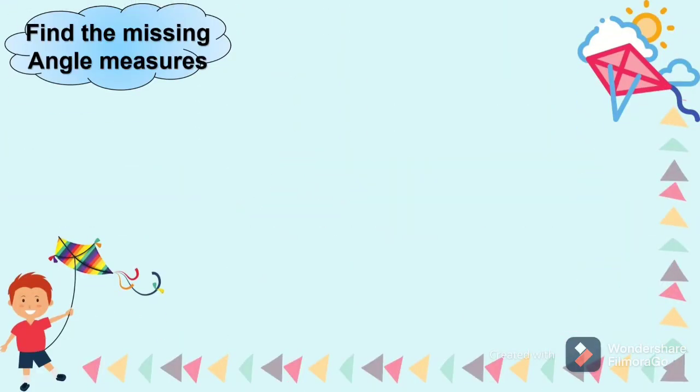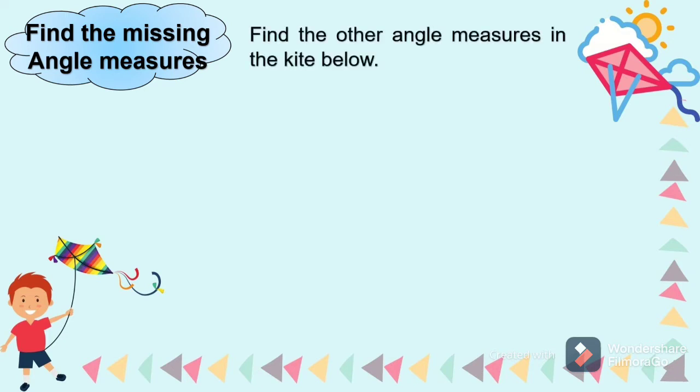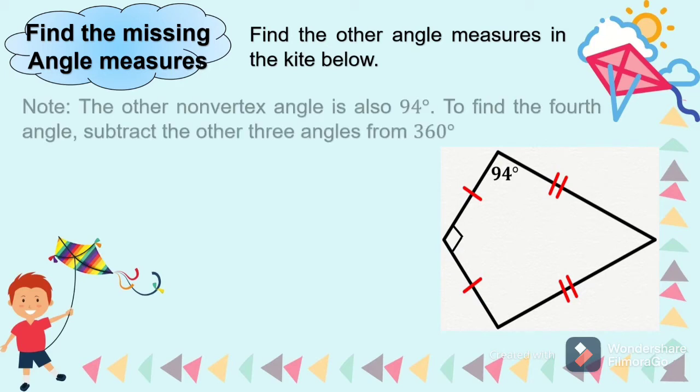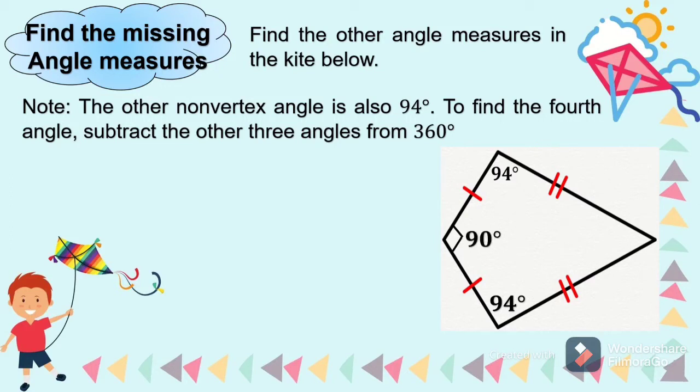Next, find the missing angle measures. Find the other angle measures in the kite below. One of the non-vertex angles is equal to 94 degrees. Note, the other non-vertex angle is also 94 degrees. And then the other one is 90 degrees because it is a right angle.